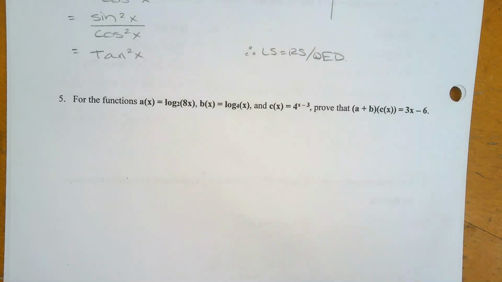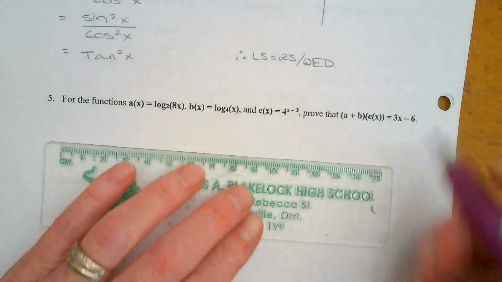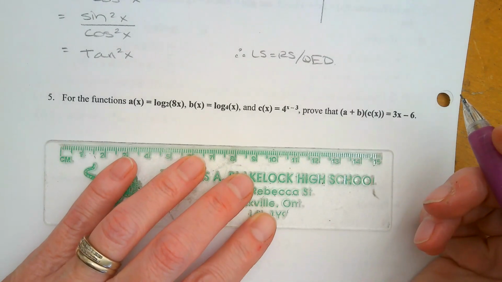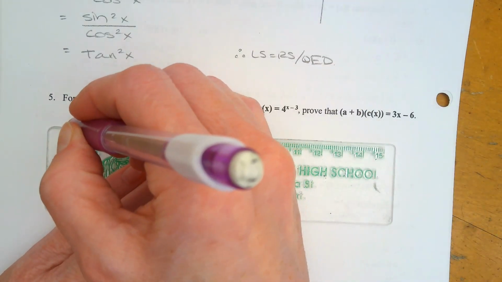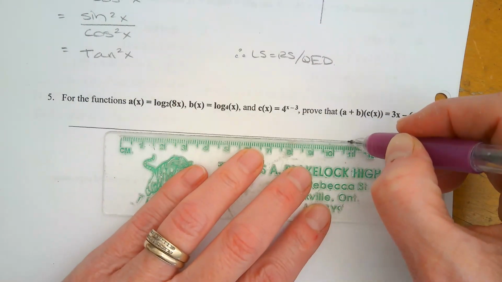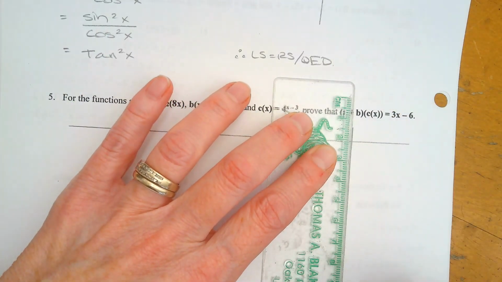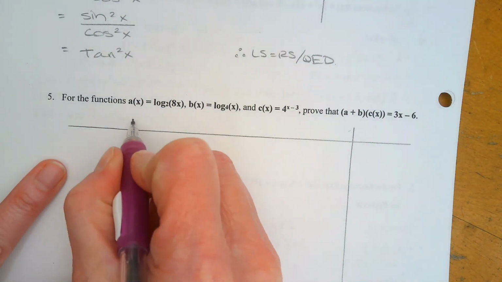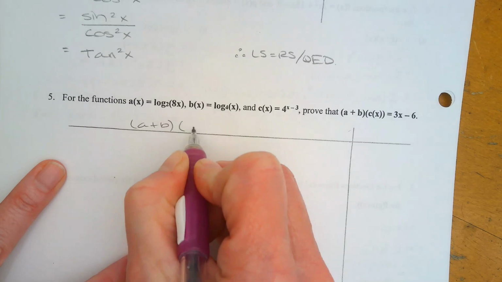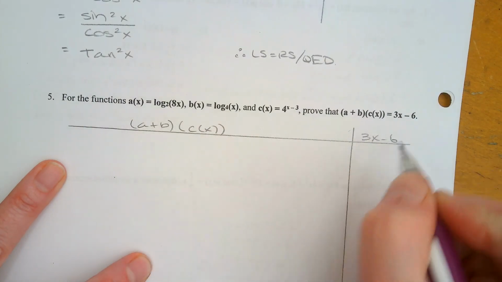Okay, we're going to look at the last one. Again, it wants me to prove that a plus b of c of x is equal to 3x minus 6. So again, I'm going to draw my t-chart. And I have a plus b of c of x, and that equals 3x minus 6.